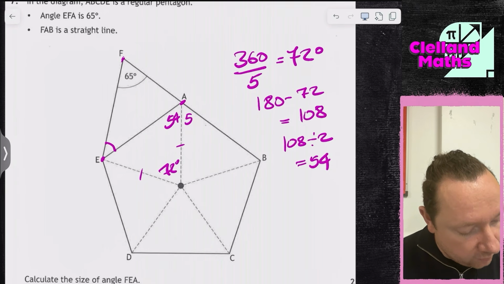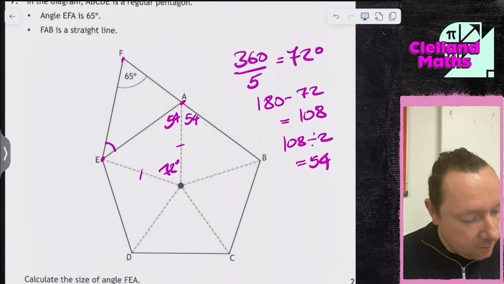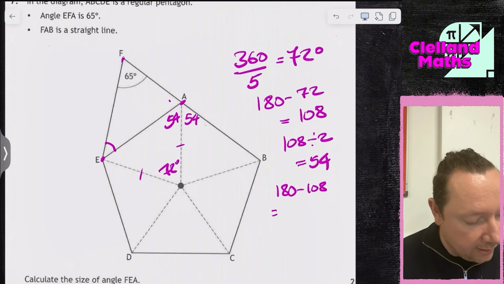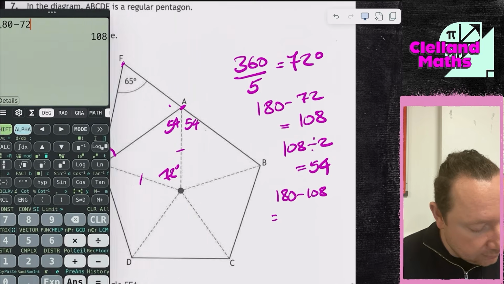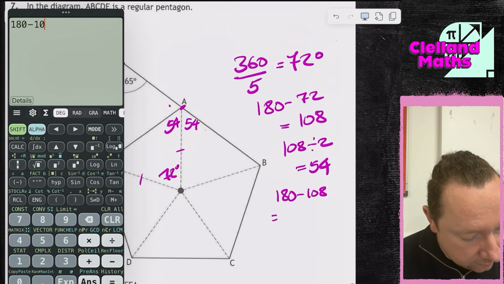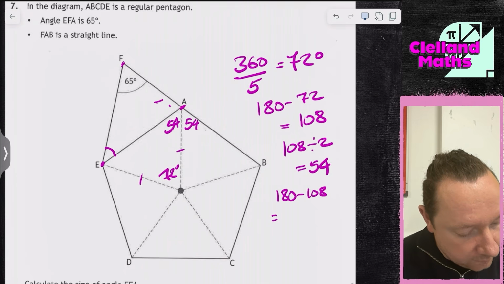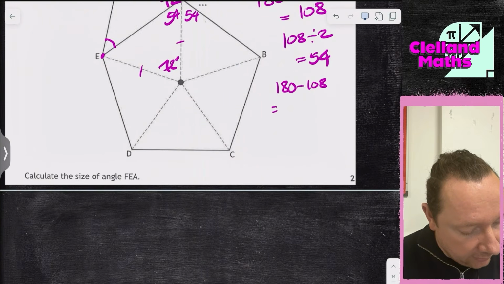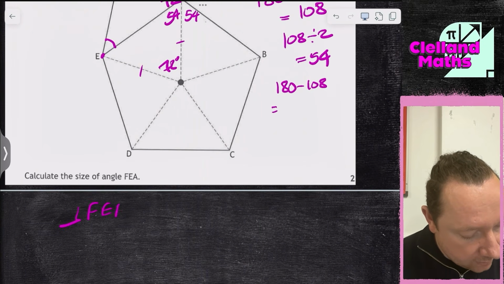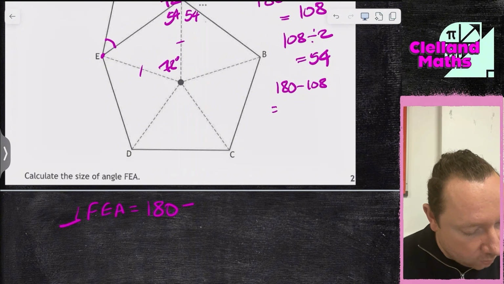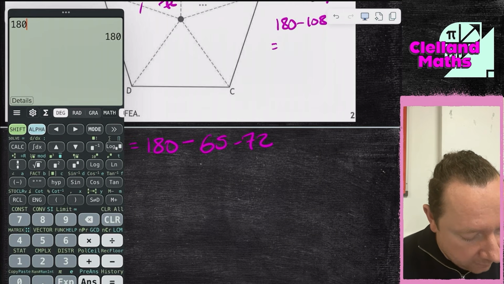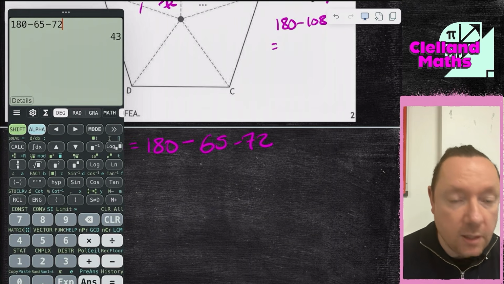And we also know that this one's 54 then because of symmetry. 2 54s is 108, so I can now do 180 minus 108 to get this one here, because angles on a straight line add up to 180. That gives me 72 up here. And then finally, our angle FEA, well, angles in a triangle add up to 180, so 180 minus 65 minus 72. 180 minus 65 minus 72 is 43 degrees.